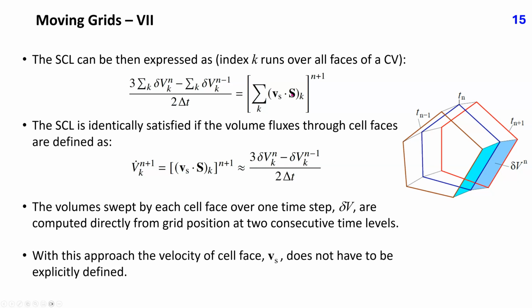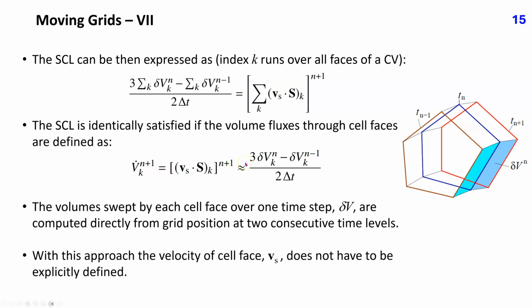That is, we define the volume flux through the cell phase k at time level n+1 via the volumes swept by that phase during the past 2 time steps, as given by this expression. Here we introduce the shorthand notation for the volume flux through the cell phase, also called grid flux. The space conservation law is then identically satisfied.